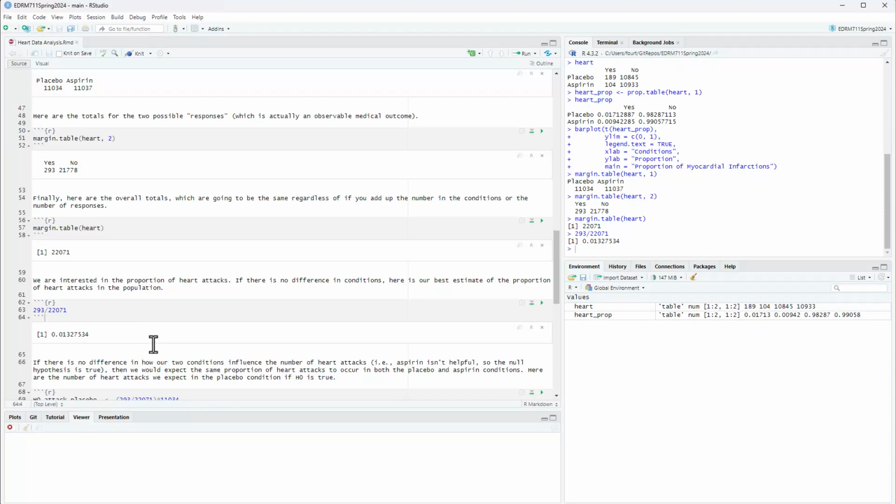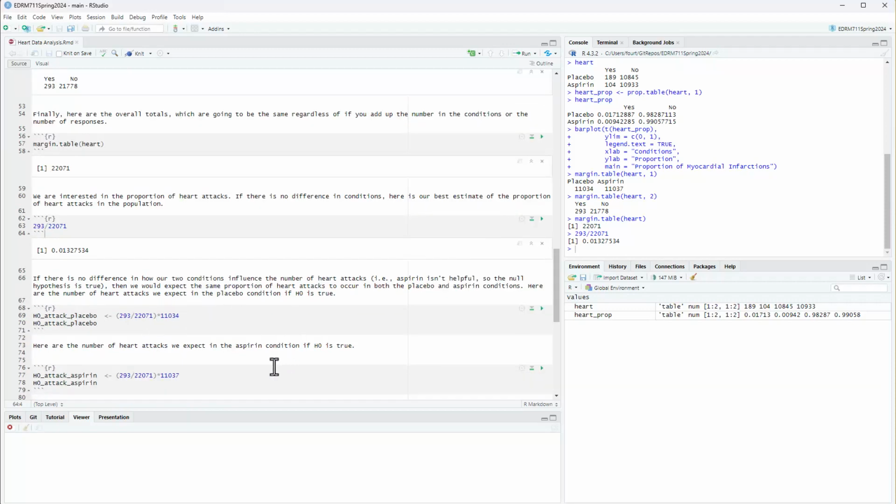All right, so if there's no difference in how our two conditions influence the number of heart attacks, aspirin isn't helpful, so the null hypothesis is true. We expect the same proportion of heart attacks to occur in both the placebo and aspirin conditions. And so here's the number of heart attacks I expect in the placebo condition. What am I doing here? I'm taking the proportion I just calculated, 293 over the total number in the sample, 22,071, and I'm multiplying it by the number that's in the placebo group.